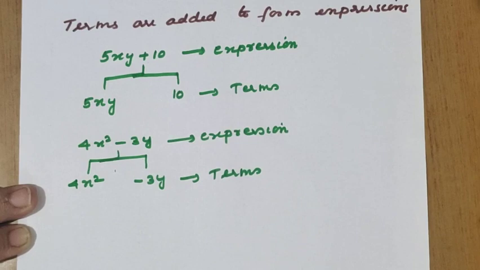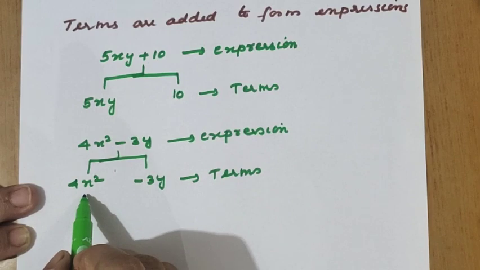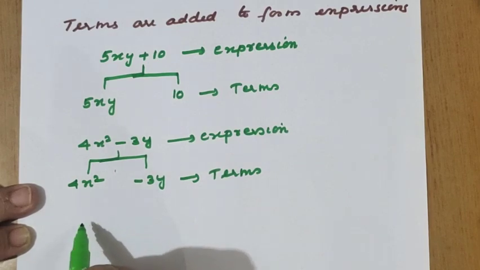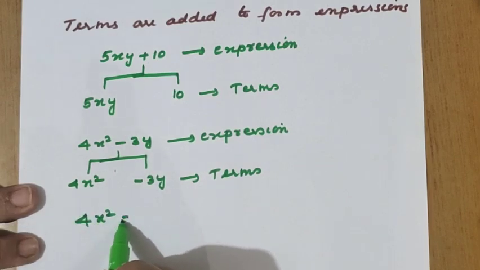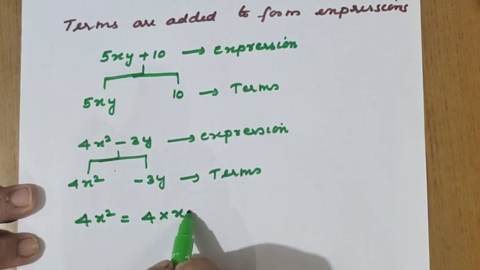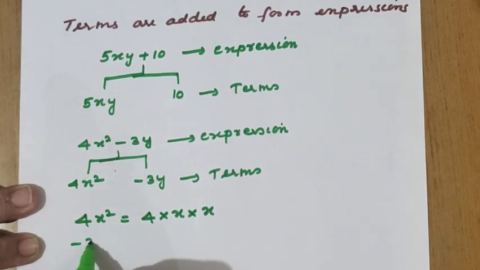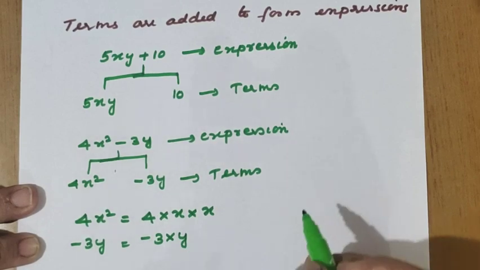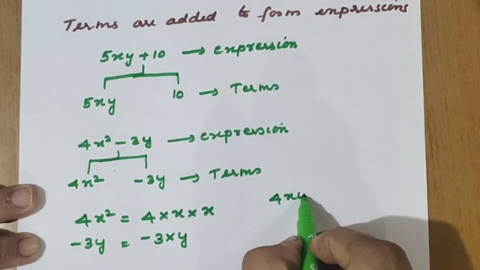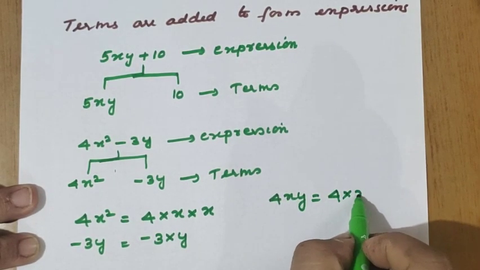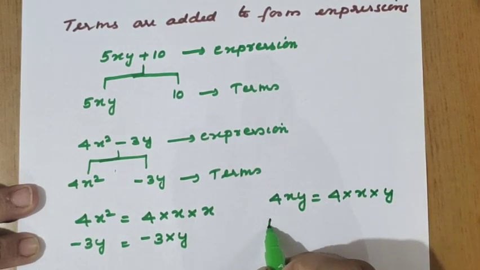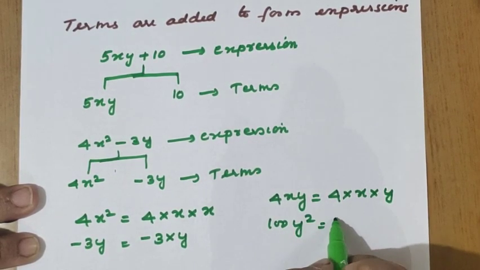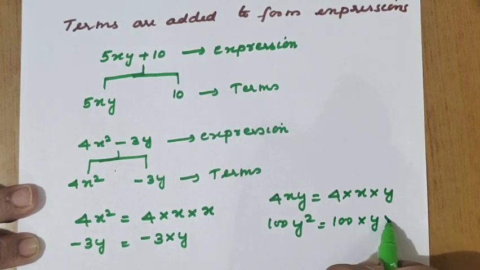Now how are we getting terms, that is the next question. Terms, if you see, that is 4x square. How are we getting 4x square? 4 into x into x, that is the result of 4x square. Now minus 3y, what is the result? Minus 3 into y. What is it for 4xy? 4 into x into y. What is it for 100y square? 100 into y into y.